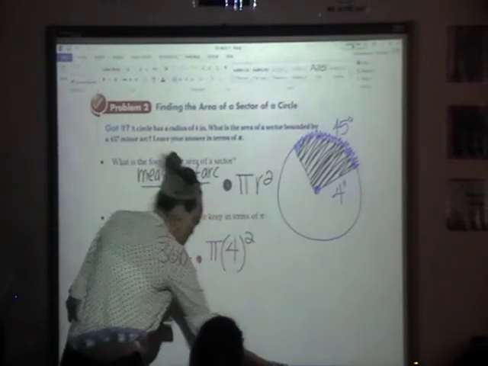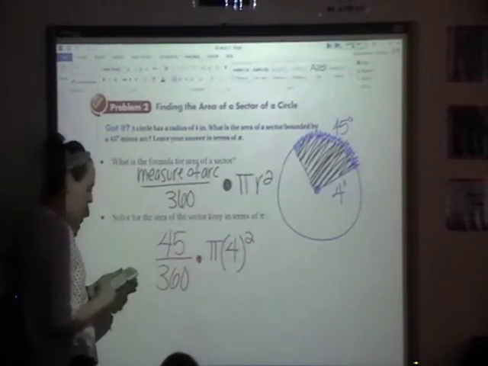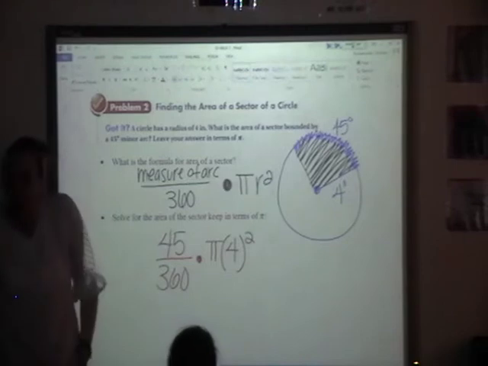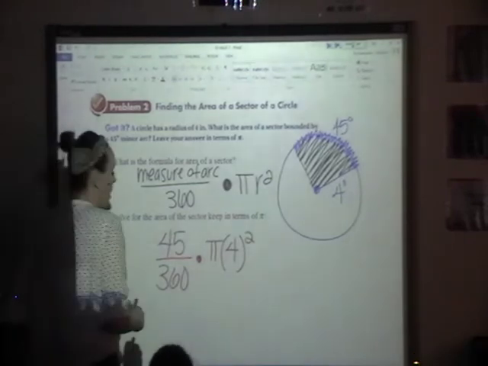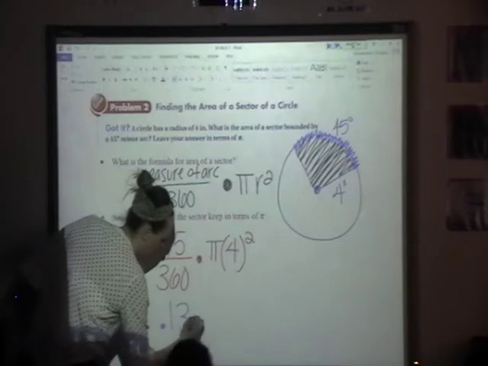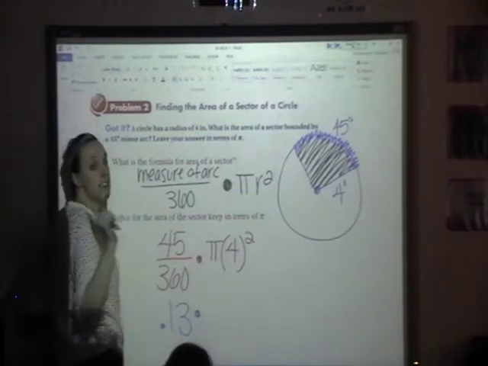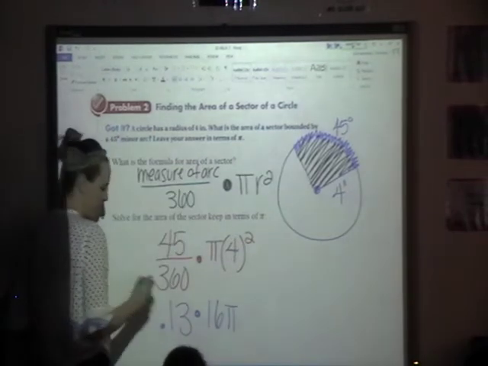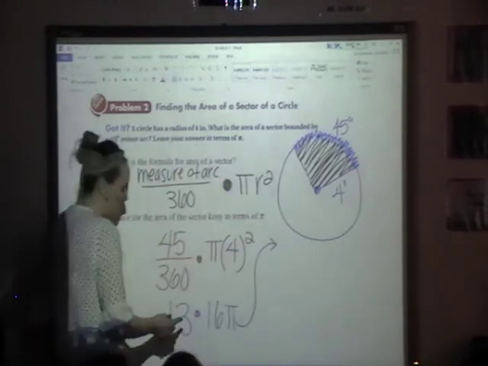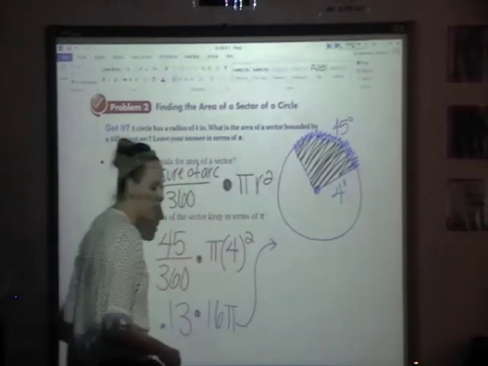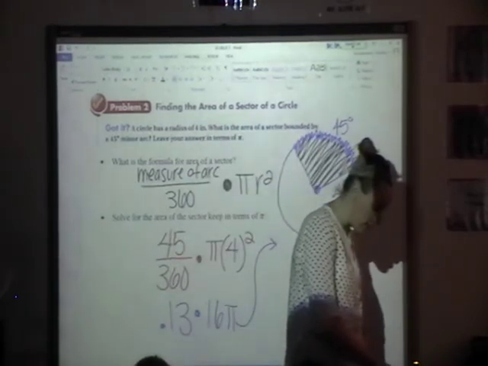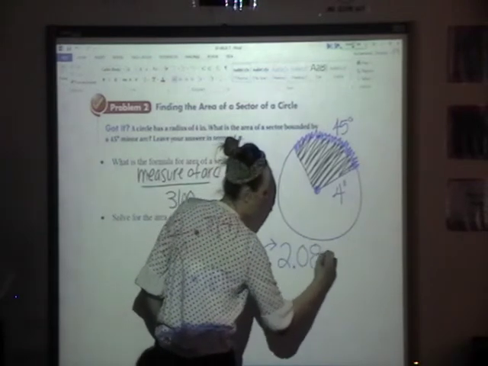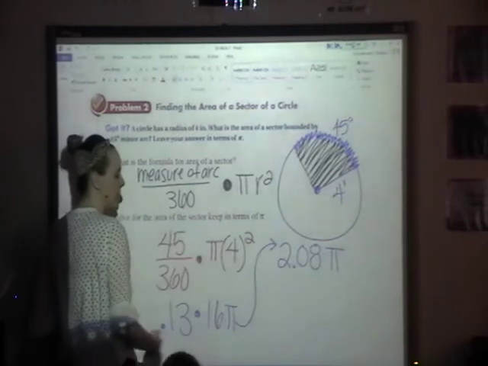Let's simplify this fraction right here. What is 45 divided by 360? 0.13 times. Jessica, you already told me that 4 squared was 16, so we would get 16 pi. Now, we can multiply 0.13 times 16, which gives 0.08 pi? What are our units?